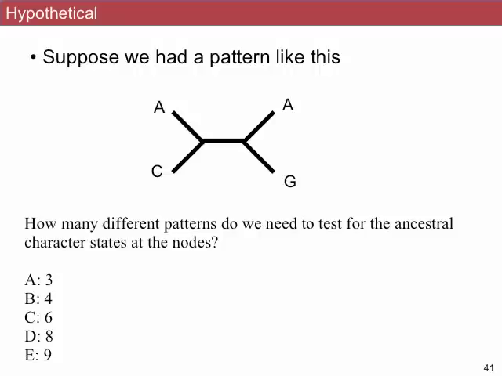So for this particular character pattern, how many different patterns do we have to test for the ancestral character states on the nodes here to figure out which of the character state patterns requires the fewest steps? Just like before, we tested multiple patterns for the ancestral character states on those nodes. How many do we have to test for this particular tree to figure out which is the best? So I'll give you another minute or so. You can talk with your neighbors.